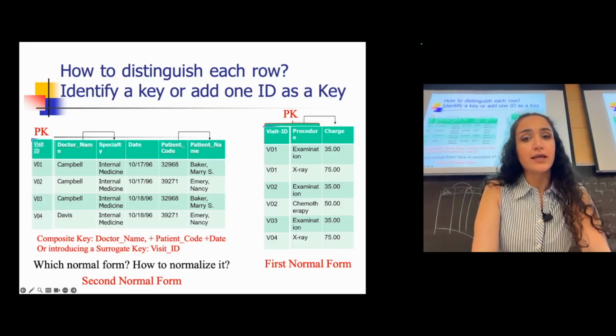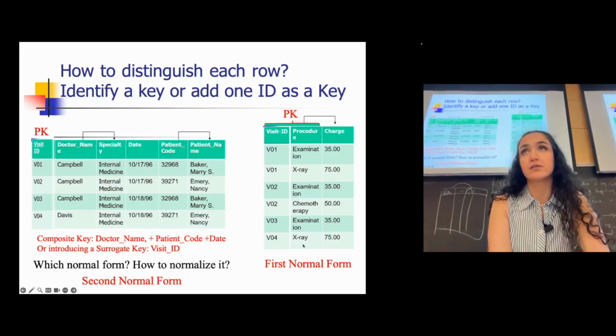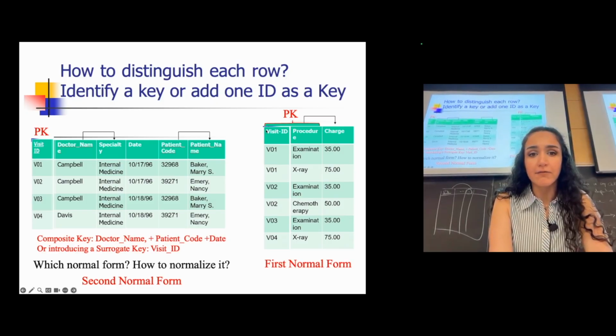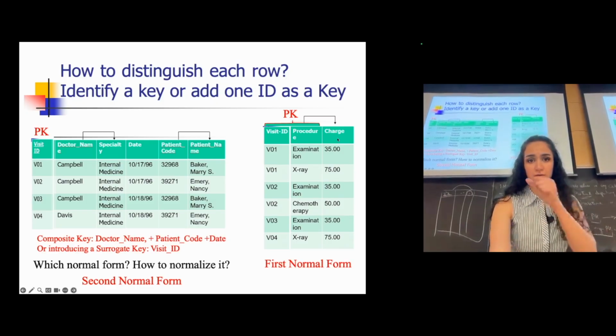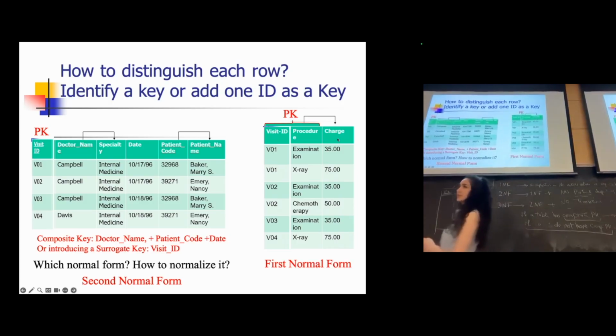So here, now let's first look at the table on the right, okay, this table. We have visit ID, procedure, and charge. So which normal form is this table? I already had the answer here. You can just explain why. It's first normal form, right? We didn't store multiple values in a single cell, right? And your primary key is a composite primary key, right? Visit ID alone is not a primary key here, it's duplicated, right? Procedure also. So we have a composite primary key.